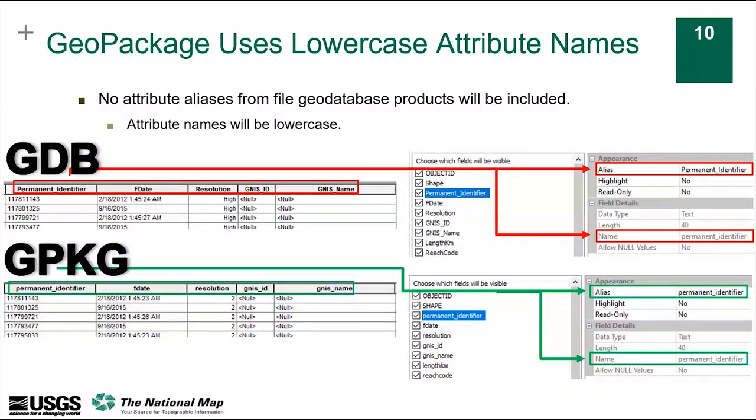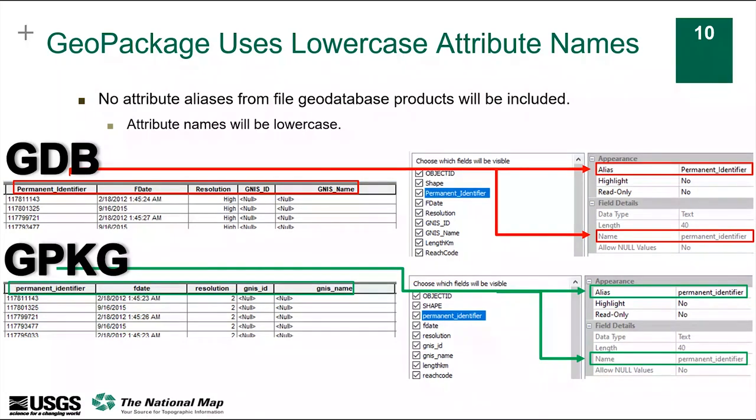This change occurred as part of the database migration. The GeoPackage product will contain only lowercase attribute names. The lower graphic displays no difference between the alias and name of the field for GeoPackage format products. They will be lowercase. We talked about this on the October 2021 Hydrography community call. This change was necessary as part of a database migration that occurred in conjunction with the new data model release. You can review this presentation on the USGS YouTube channel.